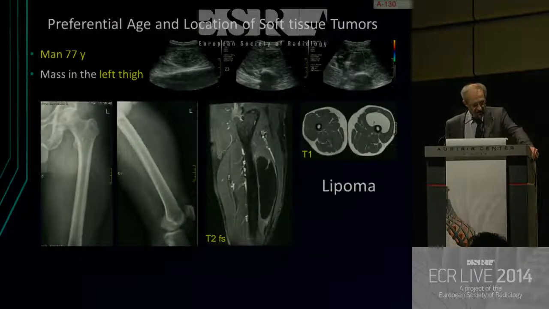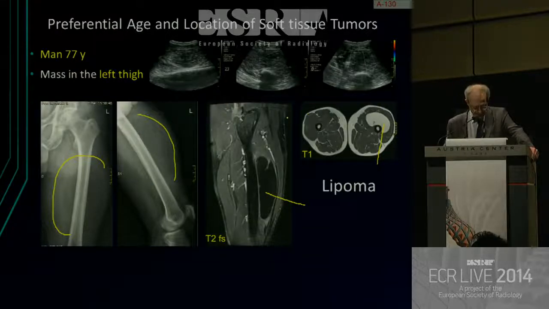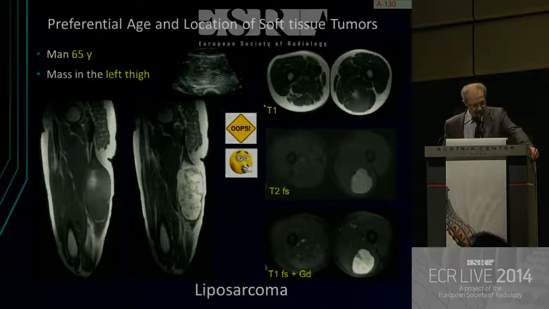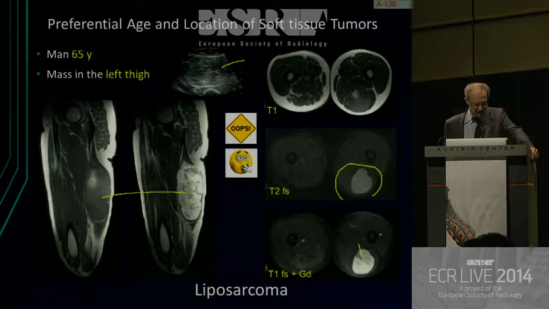Example, here we have a man of 77 with a lucent lesion here in the thigh. It's completely lucent, and on T1 we have a homogeneous high signal intensity, completely dark on FATSAT T2, so this is easy diagnosis of a lipoma. But be careful, don't tell on ultrasound that this is a lipoma. Here we have a lesion with high signal intensity and low signal intensity, and it does enhance quite a lot. And on T2, we have a very bright signal and a lot of enhancement after gadolinium. This is not a lipoma, but a liposarcoma.